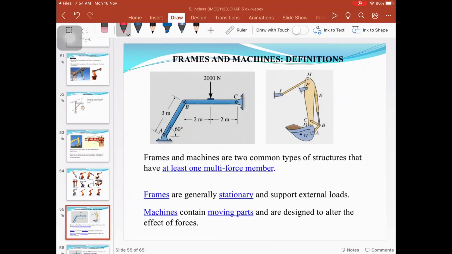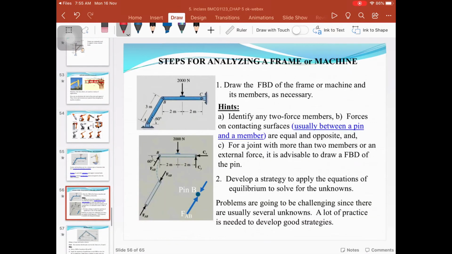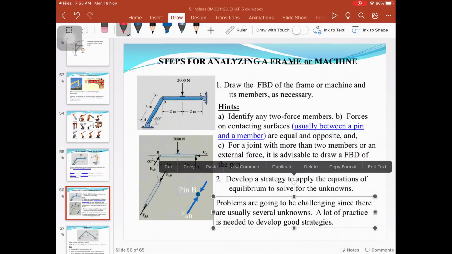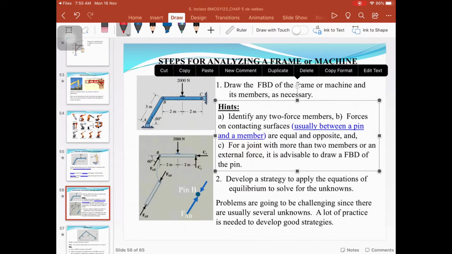Frames and machines are two common types of structure that have at least one multi-force member. Multi-force member means the member has multiple forces. You have 2000 Newton, and then you have the reaction at the support and the reaction at the joint. The steps are as usual: draw the FBD, identify two-force members if any. For a joint with more than two members, to draw the FBD, develop a strategy.